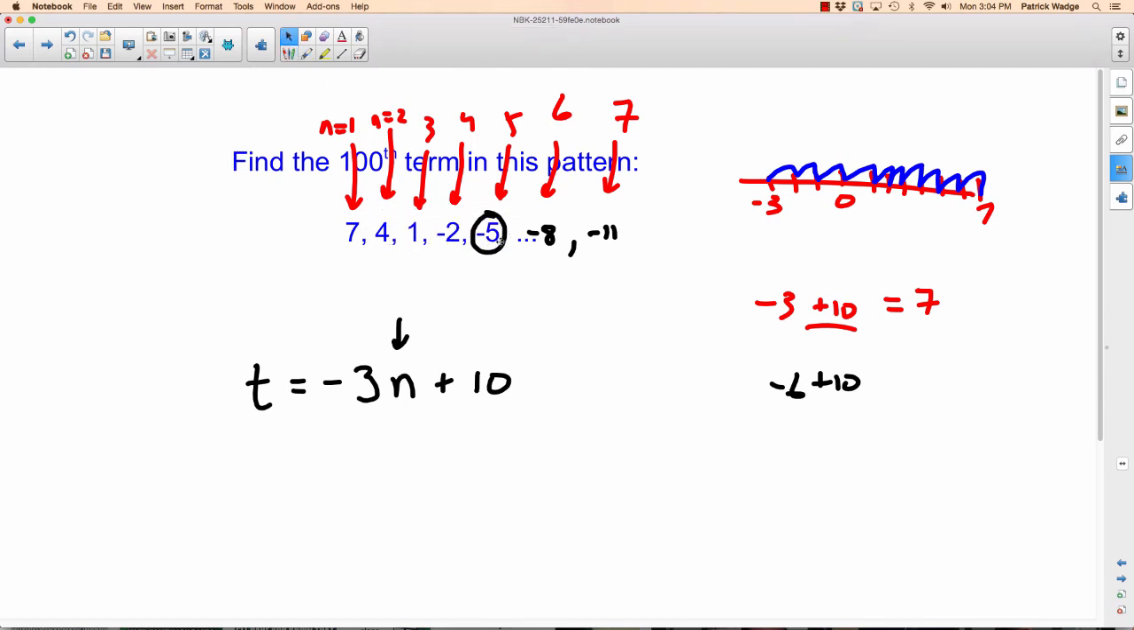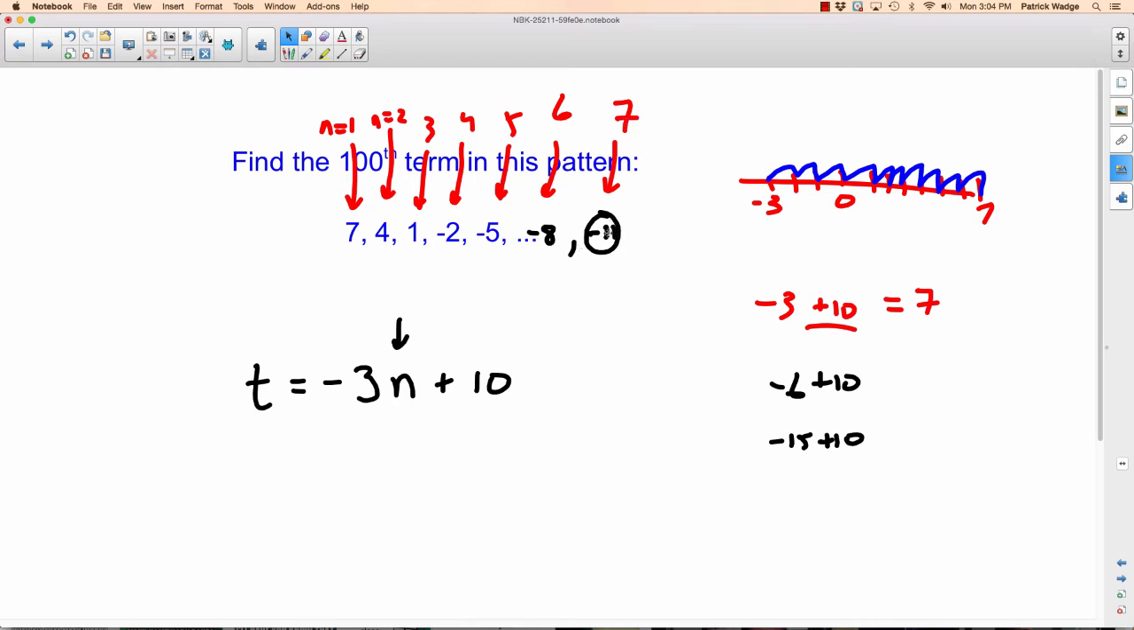Let's skip ahead a bit. Let's go all the way up to 5 here. If I put 5 in here again, I get negative 3 times 5, which is negative 15. And then I'm going to add the 10. Negative 15 plus 10 is negative 5. Yes, indeed, we got it again. Try one more. I know it's redundant. It obviously works, but let's just try one more.